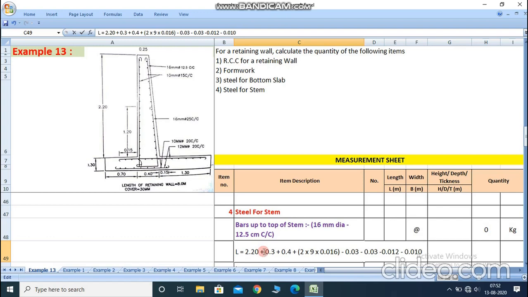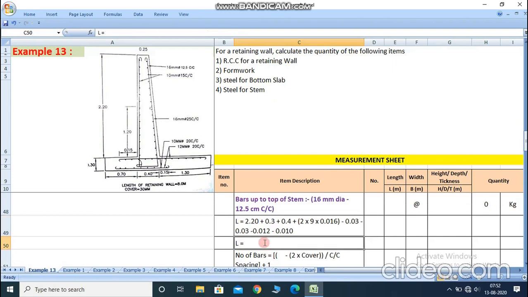So the total length of the bar is equal to 3.11 meter. It's the total length of the bar. So right here, 3.11 meter. Now we calculate the number of bars required.